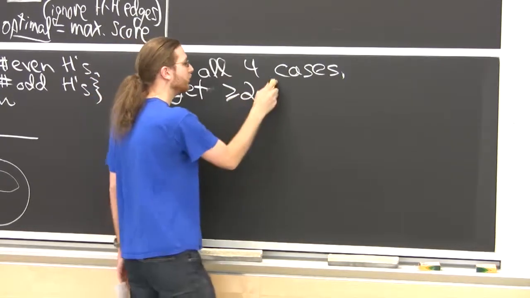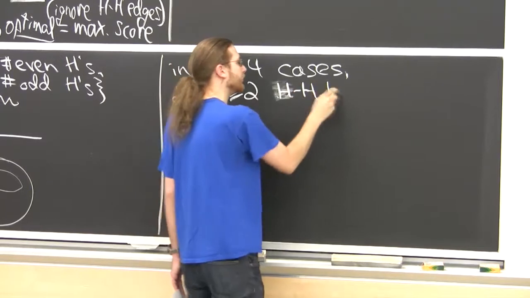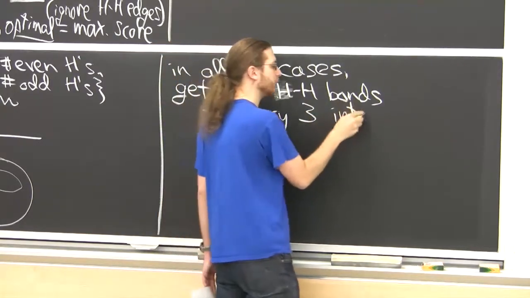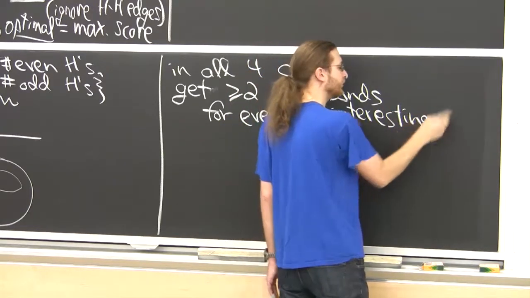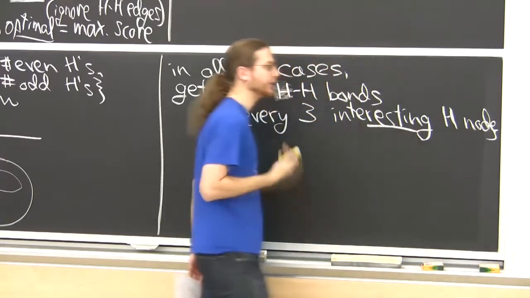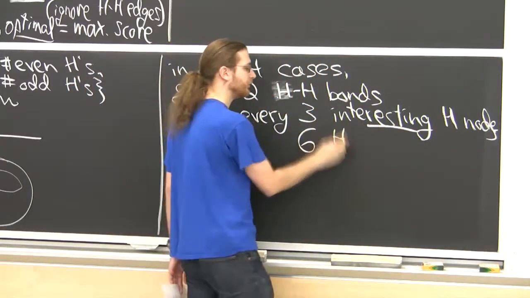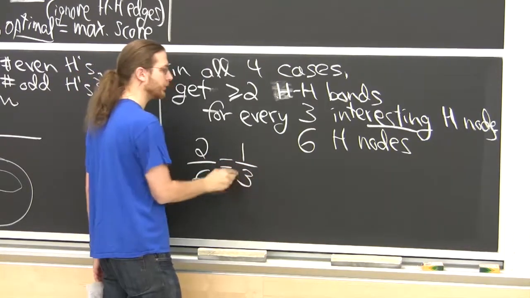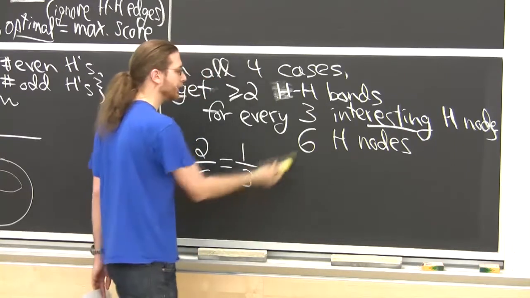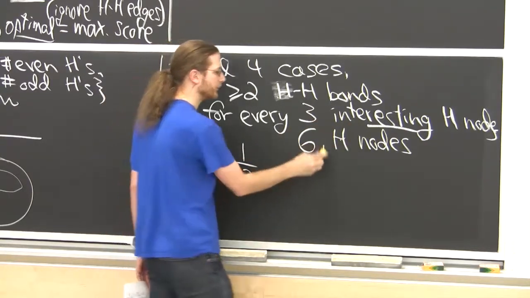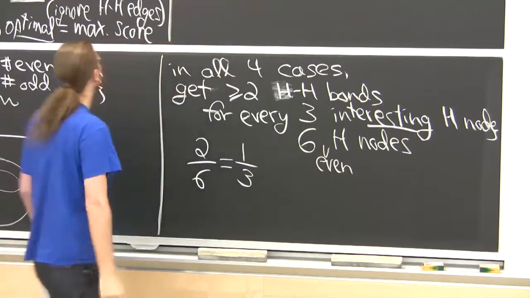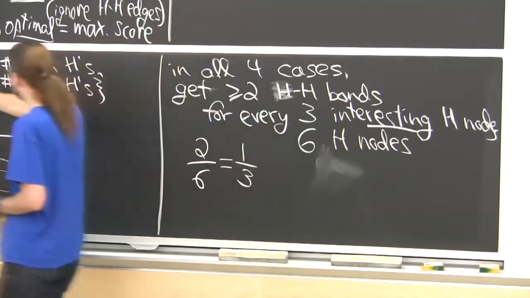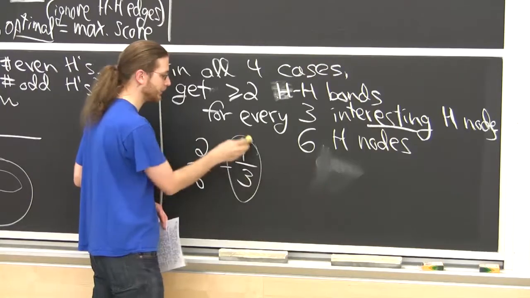So I get at least 2 bonds, calling them HH bonds, for every 3 interesting H nodes. By interesting, I just mean even on the left, odd on the right, which is really for every 6 H nodes. And so we get a factor of 2 over 6, also known as 1/3. Really here I mean 6 even H nodes, let's say. We used the same number of even and odds. And we had, is that right? Sorry, no, I guess I actually mean H nodes here. I always get a little confused here because there's a factor of 2 here, factor of 2 here, but in the end we get a 1/3 bound.